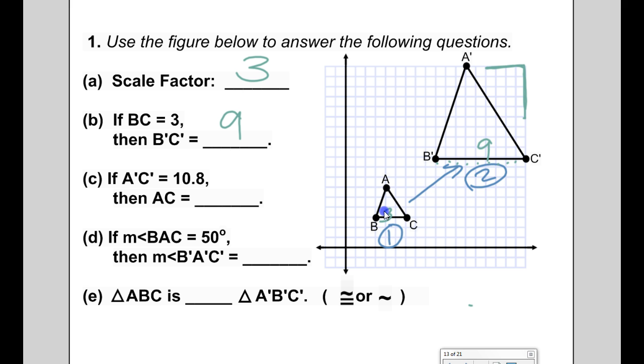All right. If A prime, C prime is 10.8, then how long is AC? This is tough. 32.4. Oh, it got bigger? Got bigger from here to here? So do we multiply by 3 or divide by 3? I surely hope you're dividing by 3 because we need to get smaller. Our scale factor is 3, so we take this side and we need to divide it by 3.